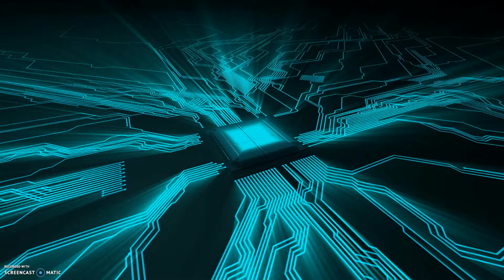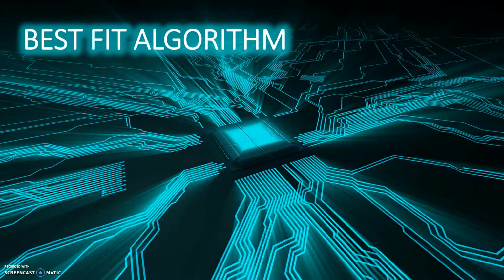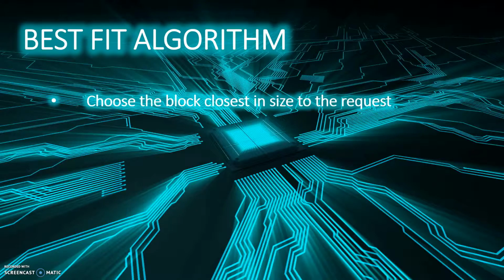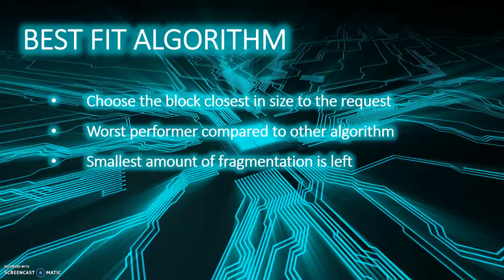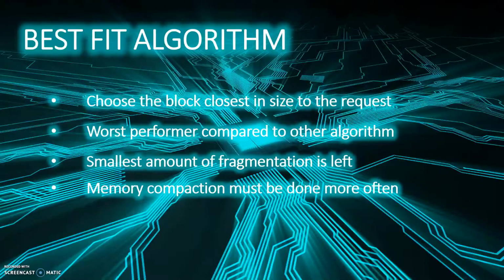The first algorithm is the best fit algorithm. This algorithm will choose the block closest in size to the request. It is the worst performer compared to the other algorithms. Since the smallest block is found for the process, the smallest amount of fragmentation is left. The memory compaction must be done more often.